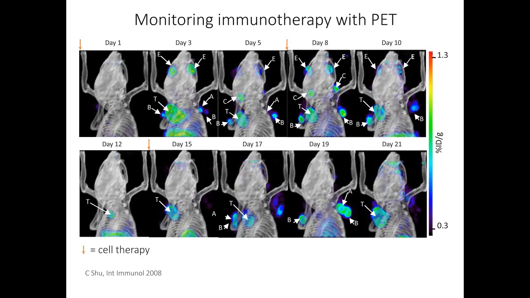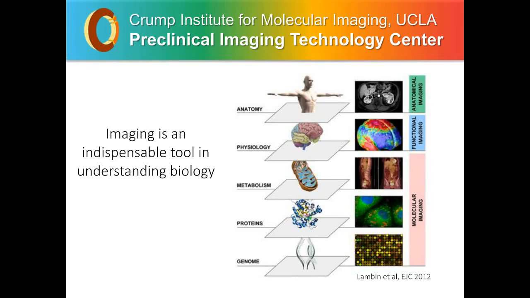And I hope I gave you an overview here of the different types of imaging modalities that are available both here at Crump itself, but also in many other institutes. And the main message is that imaging is an indispensable tool in order to understand biology, and understanding biology within the animal itself. So with that, I'd like to put it back to Christy.